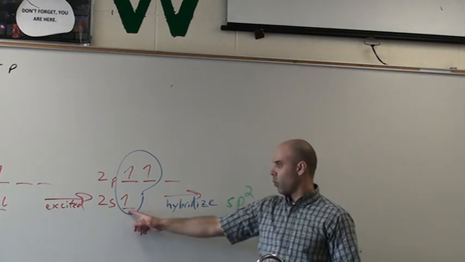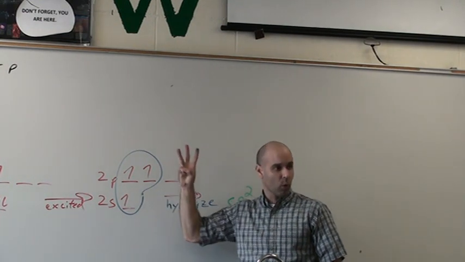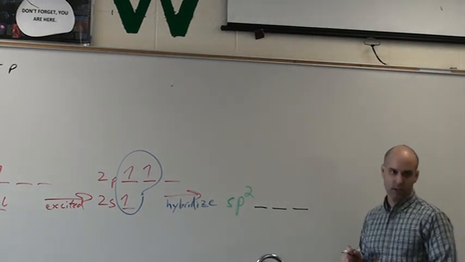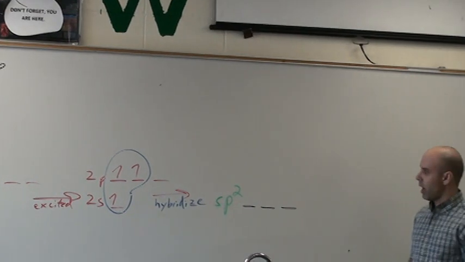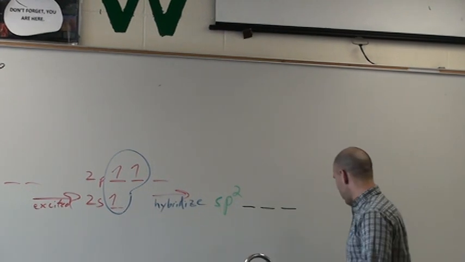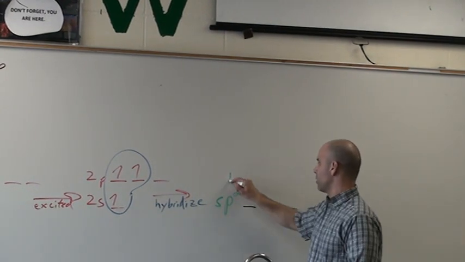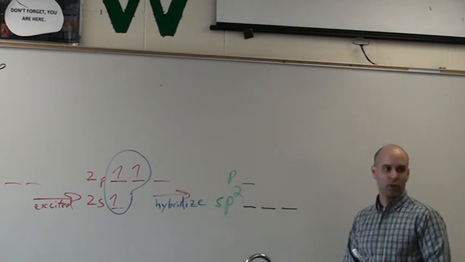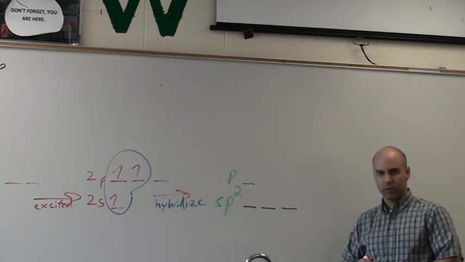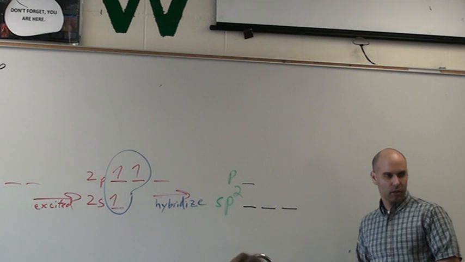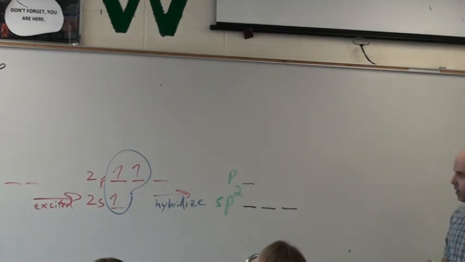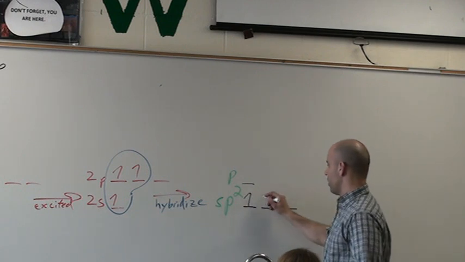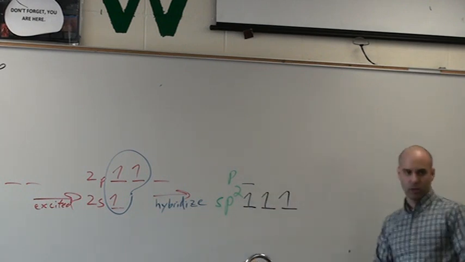Since I circled 1, 2, 3 orbitals total, I draw 1, 2, 3 lines. I have 1 left over p orbital. They will become important when we do double bonding, the leftovers. But for today, that p orbital is not important. I have 1, 2, 3 electrons. They go in the 1, 2, 3 sp2 orbitals.